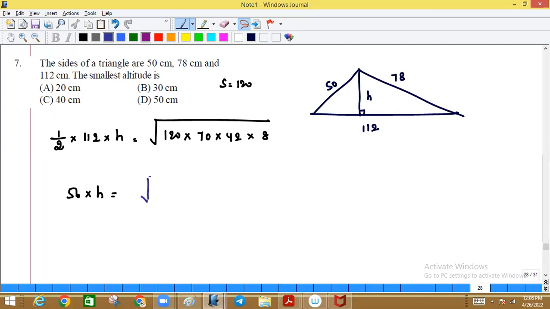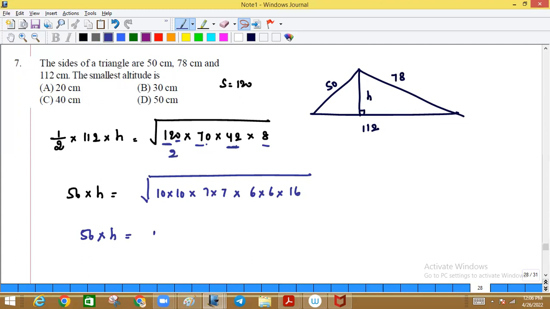See here, how do I write it? 120 into 70 into 42 into 8. Factorize: 10 into 10, 7, 7, 7 into 7, 6 into 6, 2 left, 8, 16. So now find the square root of all of them. 2 tens, 1 ten comes out. 2 sevens, 1 seven comes out. 2 sixes, 1 six comes out. Root of 16 is 4. 7 ones are 7, 7 eights are 56, 4 ones are 4, 4 twos are 8. Therefore, height is equal to 60 by 2, which is 30.